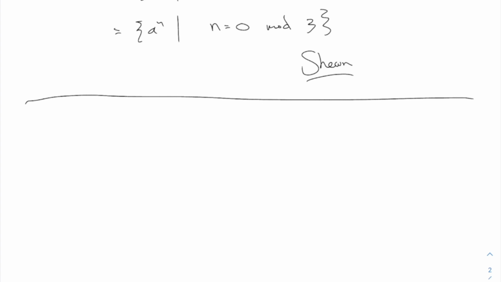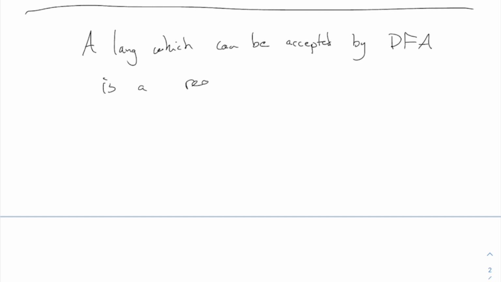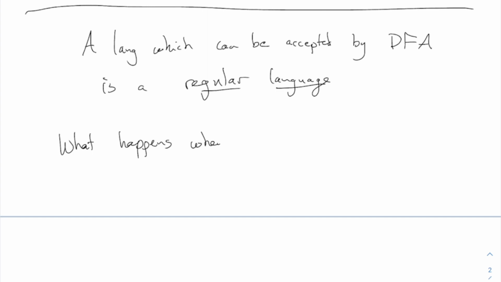We have been talking all along about DFAs and the language accepted by the DFA. Remember, a language which can be accepted by a DFA is called a regular language, right? What I would like to talk about for the next couple times is what we call closure properties for regular languages. I would like to think about what happens when we combine regular languages.